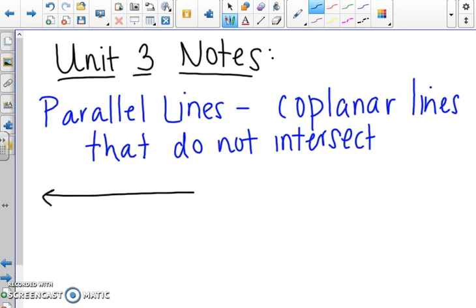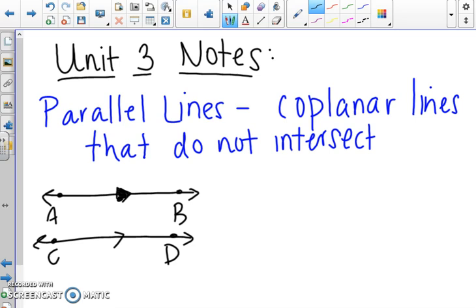So let's say, for example, I have here line AB, and parallel to line AB is line CD. And we designate that lines are parallel by drawing these arrows. Sometimes you see them written like that, sometimes they're filled in. When you have two arrows like that, that means they're parallel. So arrows are used to indicate that they are parallel.